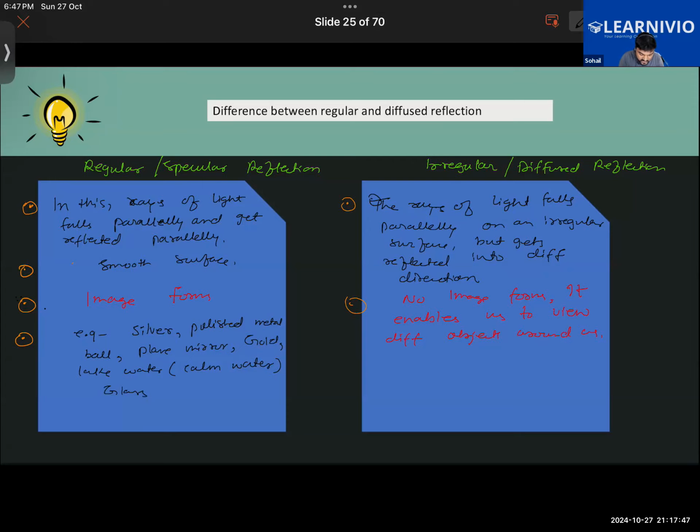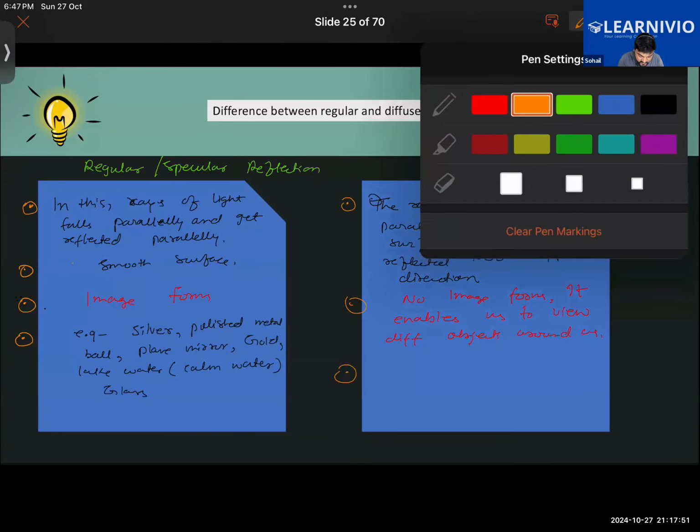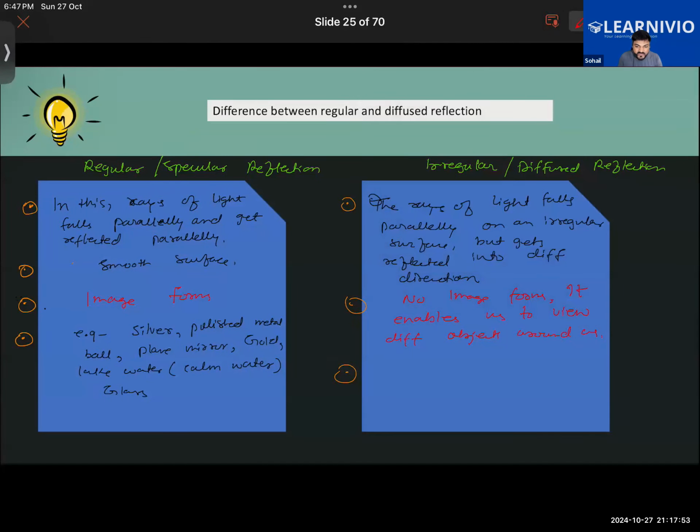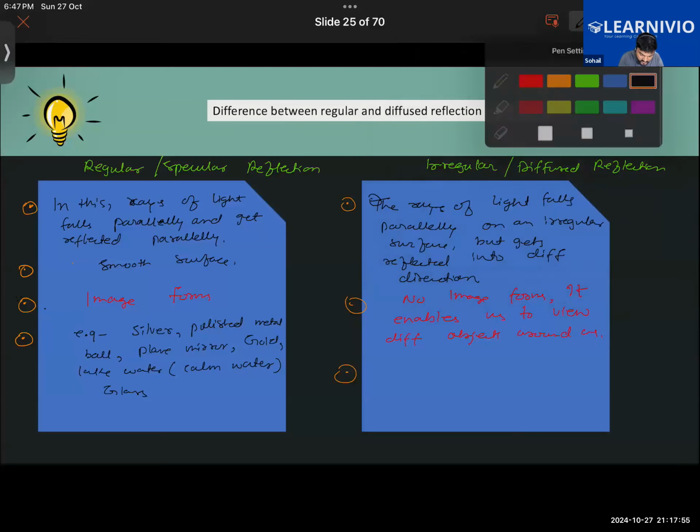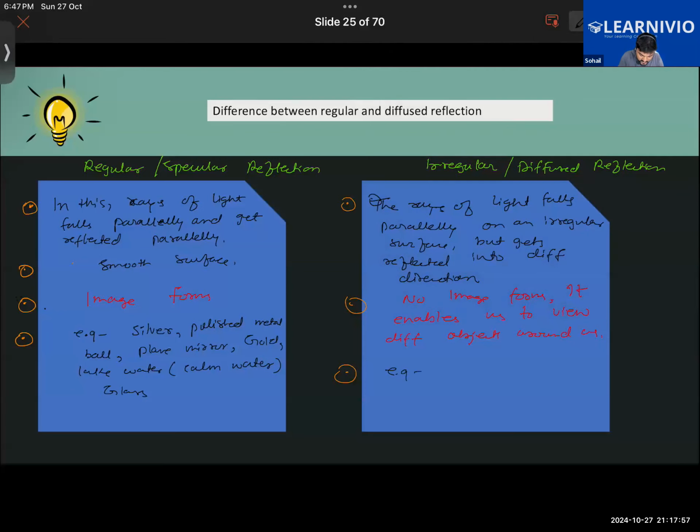Talking about the irregular reflection, there's a long, unending list of objects from which irregular reflection will take place. For example, coal. So many examples are there. Okay, so you can say coal, wall, or furniture. Wood, yeah, wood would be counted in furniture, etc. So many examples are there.